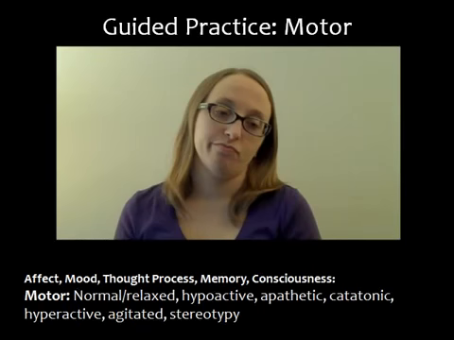It's now time for guided practice for you to try your hand at coding motor movement. In the following guided practice videos, you're going to code for affect, mood, thought process, memory and consciousness, and motor movement. For motor, you will code either normal or relaxed, hypoactive, or psychomotor retardation. You could code apathetic, or you could also code catatonic for the deactivating range of the spectrum.